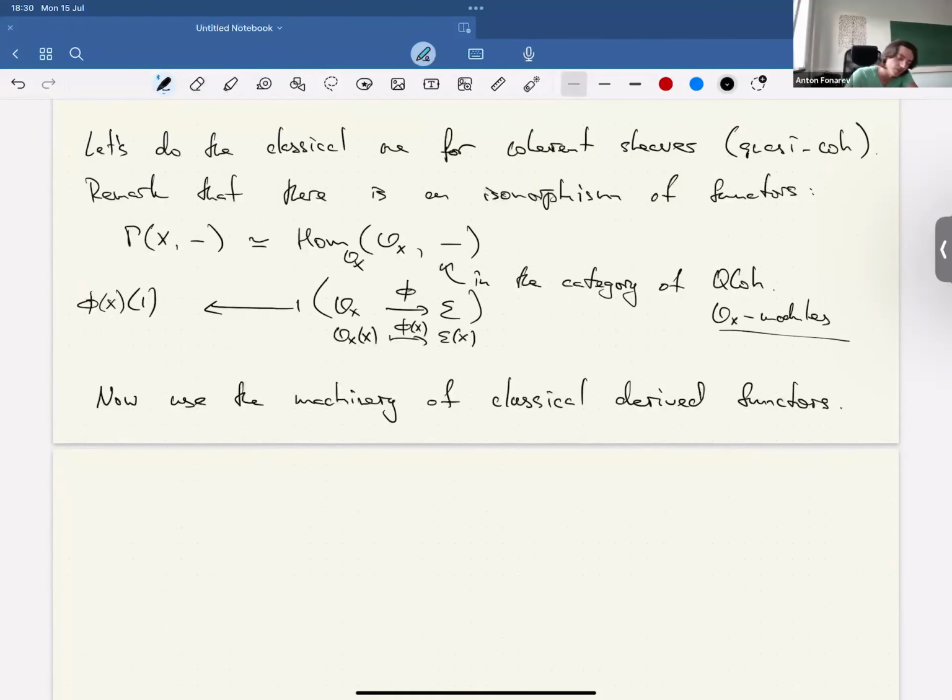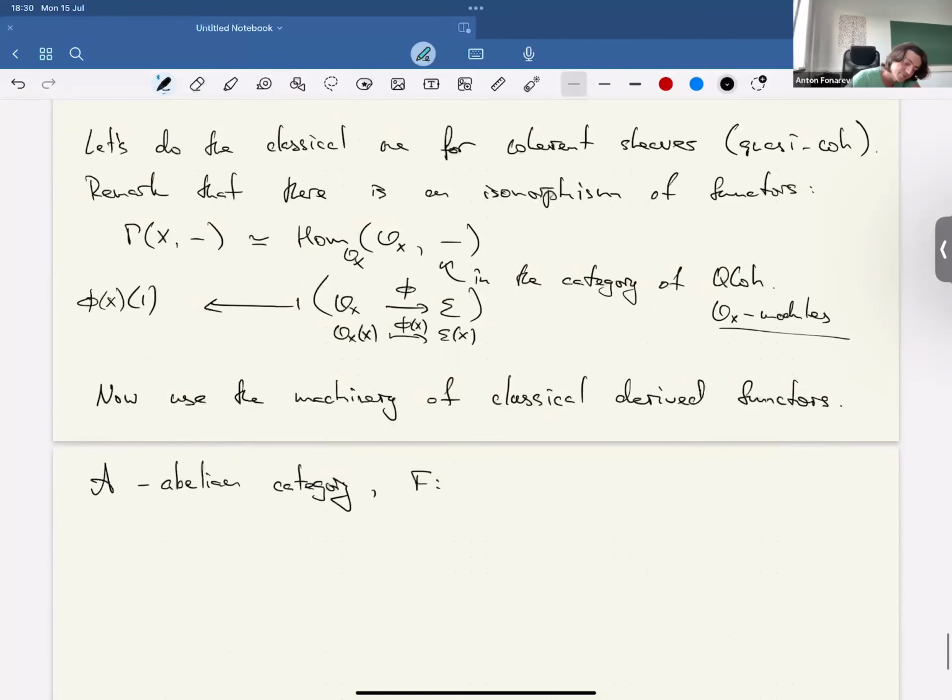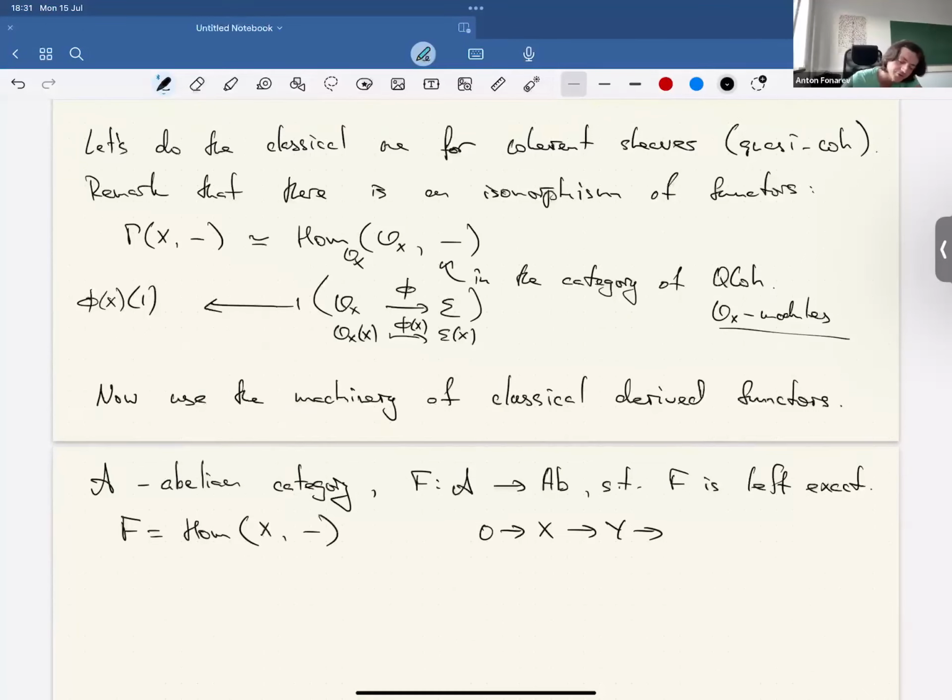So what is this machinery? You start with A, which is an abelian category. And say you have a functor f from A to abelian groups such that f is left exact. And a typical example is specifically f equals hom from any object x into anything. This is an example of a left exact functor, meaning that if you have a short exact sequence, remember in the abelian category, you can say kernels, co-kernels. So a short exact sequence is just a sequence where X is the kernel of the map from Y to Z, Z is the co-kernel, all the usual stuff works. Then to this, you'll get just a left exact sequence of abelian groups.